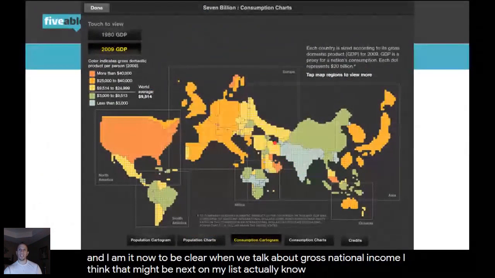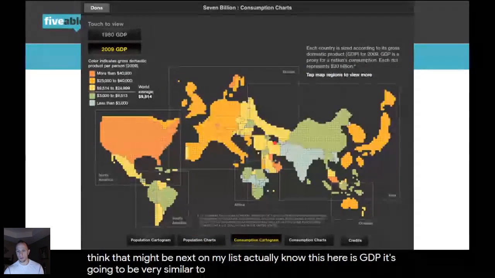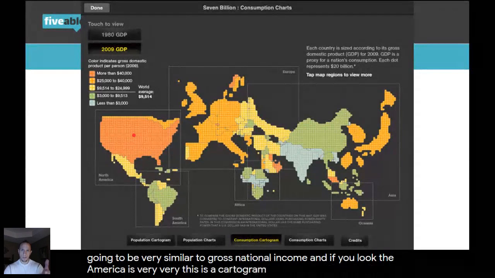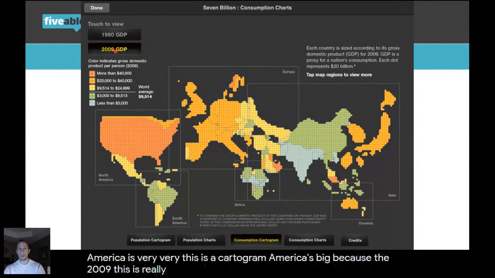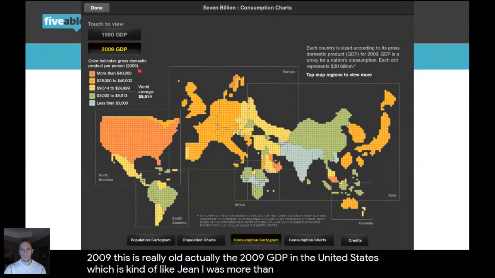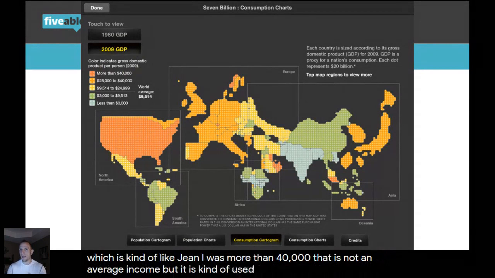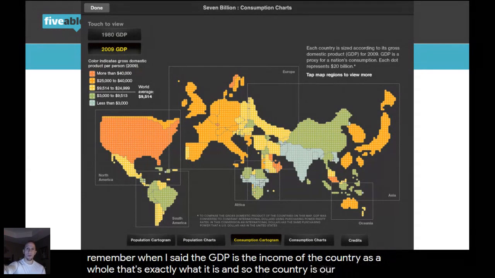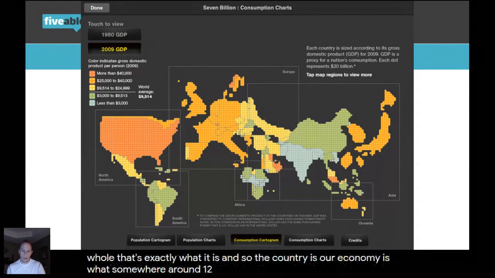All right, so this here is GDP. It's going to be very similar to that, and if you look, America is very big. This is a cartogram. America is big because the 2009, so this is really old actually, but 2009 GDP in the United States, which is kind of like GNI, was more than 40,000. That is not an average income, but it is kind of used in that way, more or less. Remember, when I said the GDP is the income of the country as a whole, that's exactly what it is. And so our economy is somewhere around $12 trillion, some ungodly amount of money.